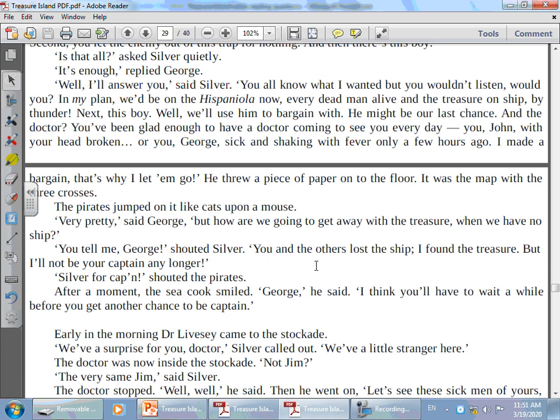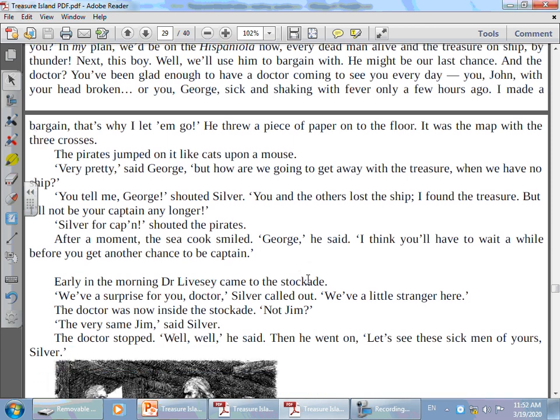Silver for captain, shouted the pirates. Silver for captain! The pirates kept shouting. After a moment, the sea cook smiled. George, he said, I think you will have to wait a while before you get another chance to be captain.